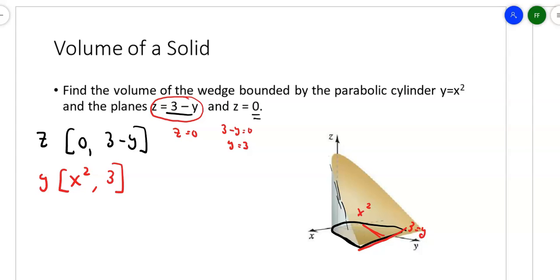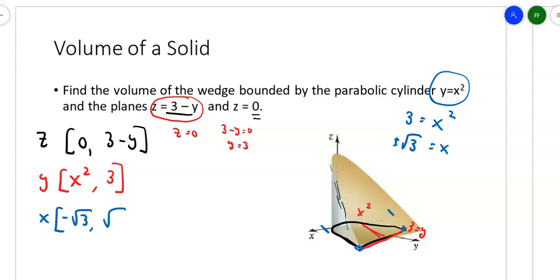Now how about the x's? Where do the x's go? Well, they start on the end over here. That's one x value. And they end on the other side over here. What are those values? Well, if the parabolic cylinder is y equals x squared, then if y is 3, I get 3 equals x squared, or plus minus the square root of 3 is equal to x. So the x values go from negative square root of 3 to positive square root of 3.